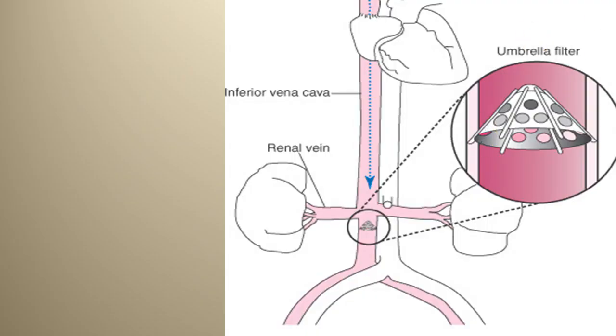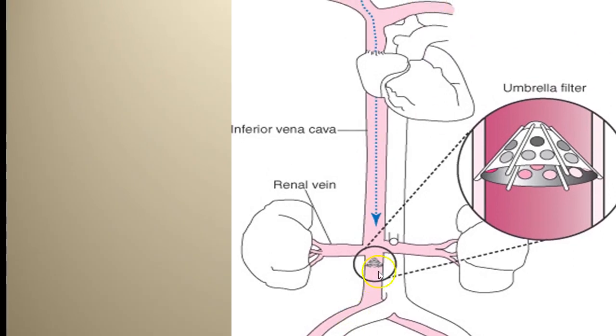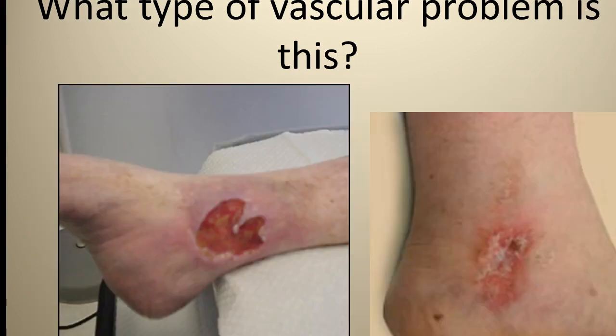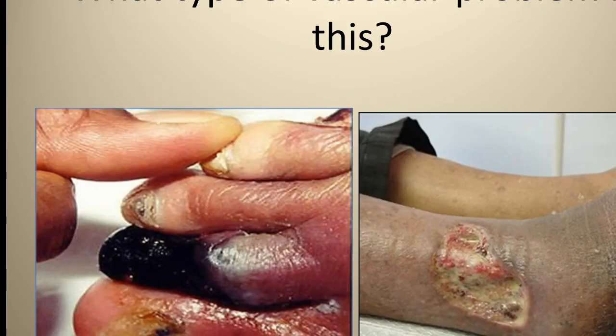And this is that umbrella that I talked about, and you can see where they put it right here, in the inferior vena cava. It's very small, but see the holes that allow blood to flow through it, so that it doesn't interfere with the blood flow. And these are just examples of vascular problems, so you can differentiate between those two and what kind of vascular problem this is.